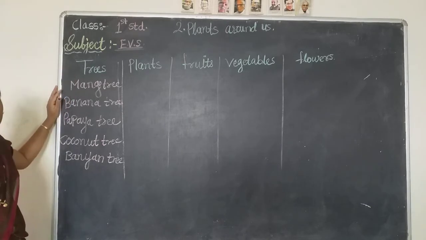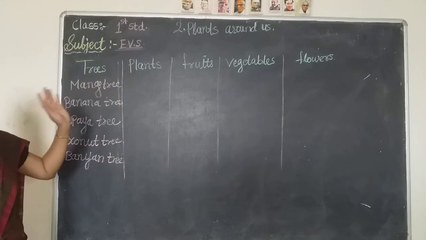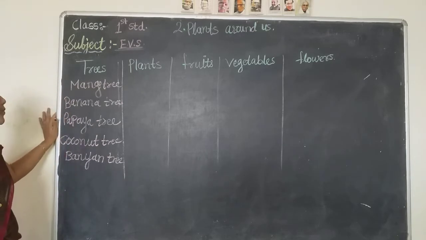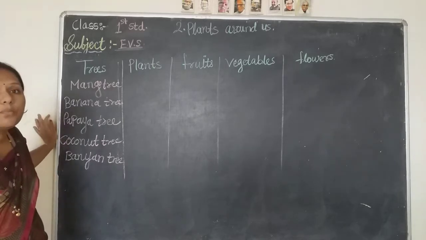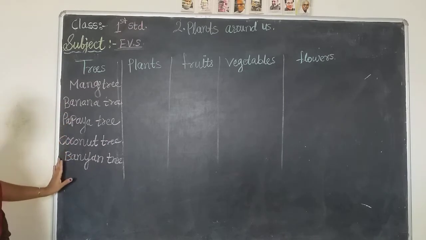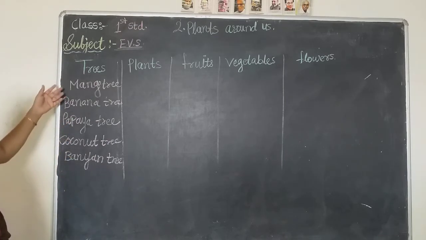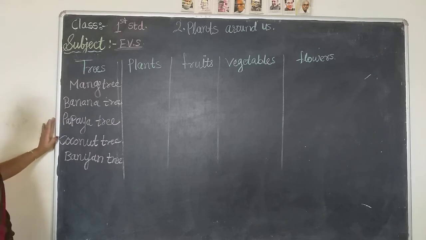What are the trees? Trees are big in size and shape. Trees give us shelter. Trees give us shadow. Trees are also helpful to birds. They make their nest on trees. The big trees means they are big in size and shape. Such type of examples: mango tree, banana tree, papaya tree, coconut tree, and banyan tree.